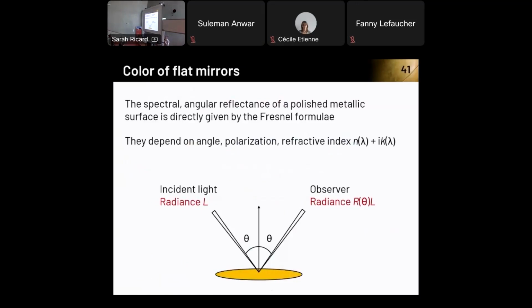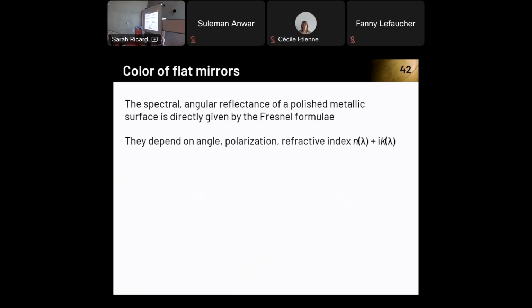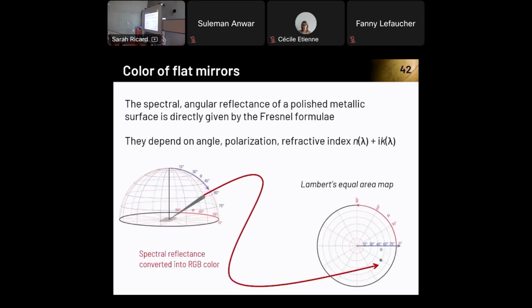So let's consider a flat mirror, and as we have understood from what Lionel has said, imagine that you look at the mirror from one direction, and what you see is the ray that comes from the regular direction. So we have a radiance here that is reflected here, and the radiance is just multiplied by the Fresnel reflectance, which depends on angle, on polarization and on wavelength.